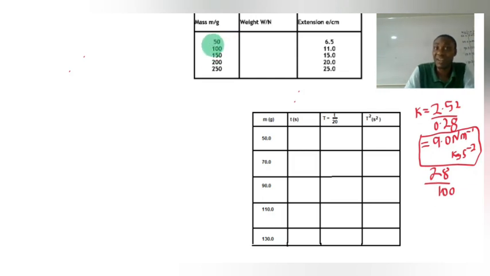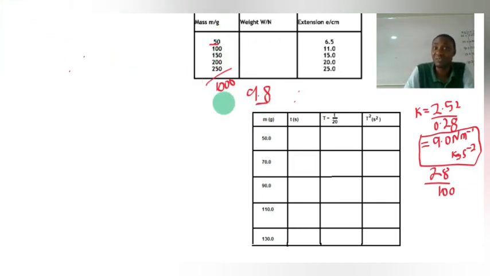I'm going to divide every value here by 1000. What I mean is that I'll divide each and every one of these by 1000 to convert it to kilogram. Then I'm going to multiply it by 9.8, that's the approximate value of acceleration due to gravity. So I'm going to do 50.